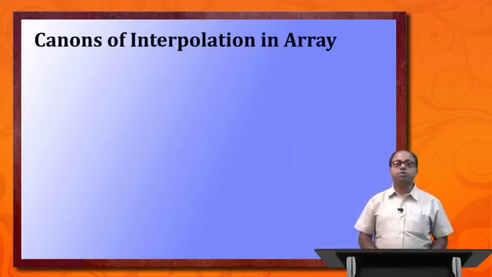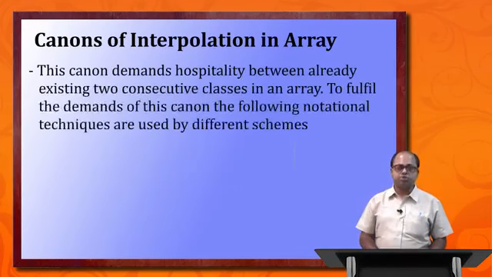Next comes canons of interpolation in array. We have finished extrapolation. Now, this canon demands hospitality between already existing two consecutive classes in an array. অর্থাৎ একটা অ্যারেতে যে ক্লাসগুলো অলরেডি এক্সিস্ট করছে তাদের মধ্যে যে লিঙ্ক, that is indicated by this canon. To fulfill the demands of this canon, the following notational techniques are used by different schemes of classification. Technique গুলো কি?